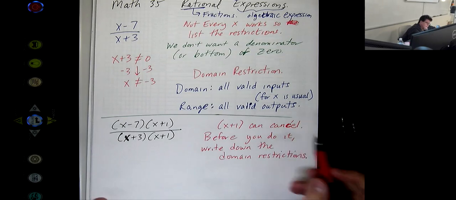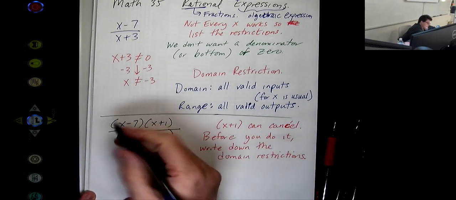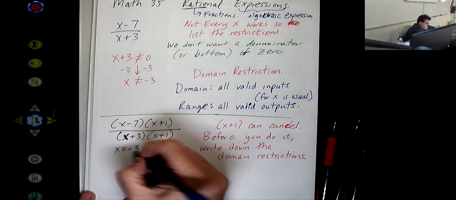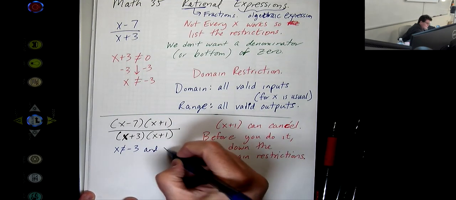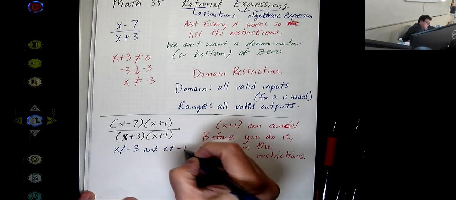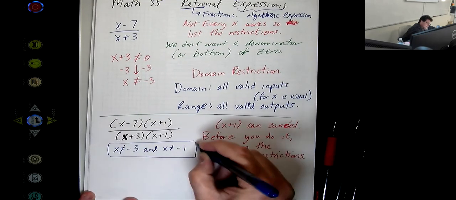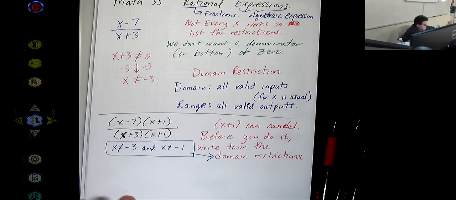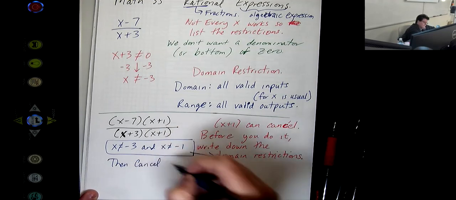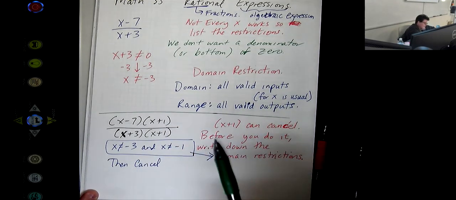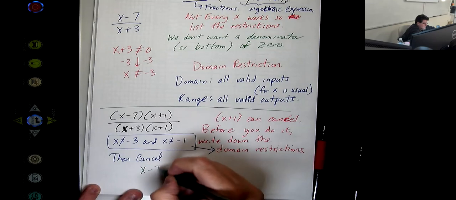So we're going to get x cannot equal -3 and x cannot equal -1. That's my domain restriction. Then cancel. And we're left with x minus 7 over x plus 3.